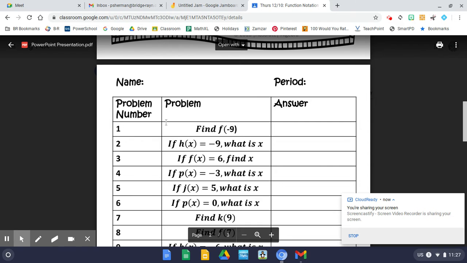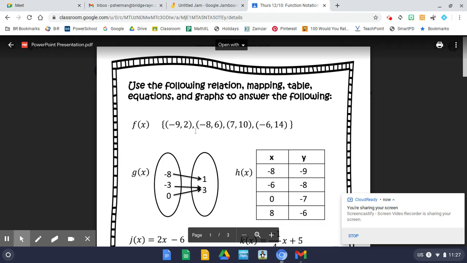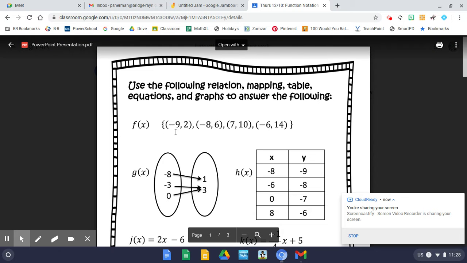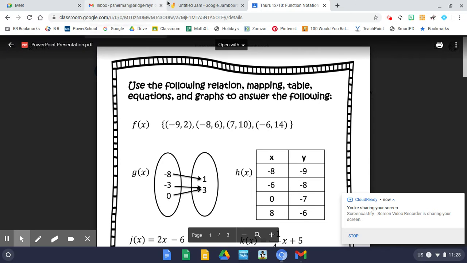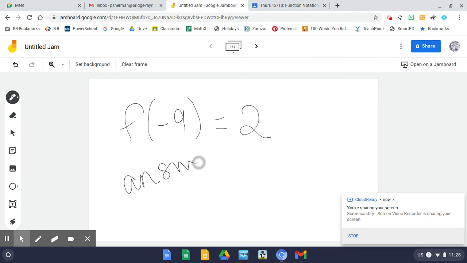So the first one says find f of -9. So I'm going to go up to the f function. And for this one, remember -9 is your input, which is just your x. All you're going to do is look at your points, find the one that has x is -9. So your answer to that first one should just be 2. So I'm going to go back and forth from my Jamboard. So once again, for the first one, f of -9 equals 2. So your answer would just be 2. So that's number 1.